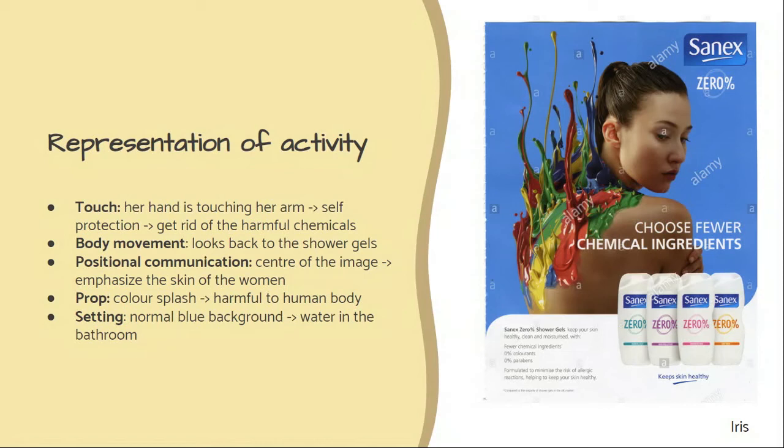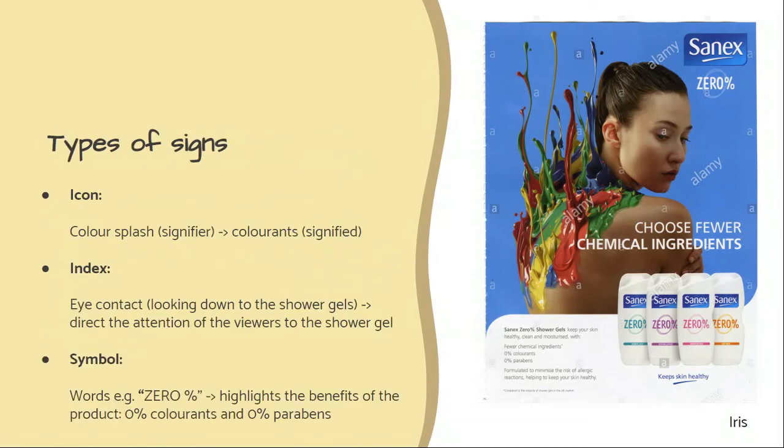The prop is the color splash, and the setting is the normal blue background which can be associated with the water in the bathroom. There are 3 types of signs in this advertisement. The first type is icon. For example, the color splash is the signifier while the colorants are the signified. For index, the woman is looking down to the shower gels to direct our attention to them. For symbol, words such as "0%" highlight the benefits of the product, which are 0% colorants and 0% parabens.